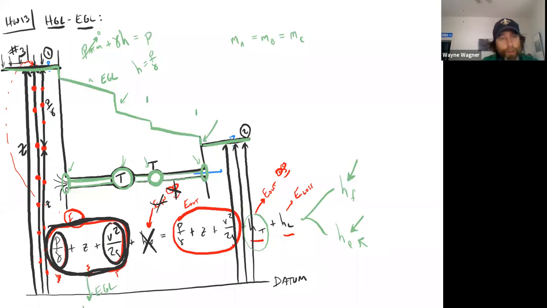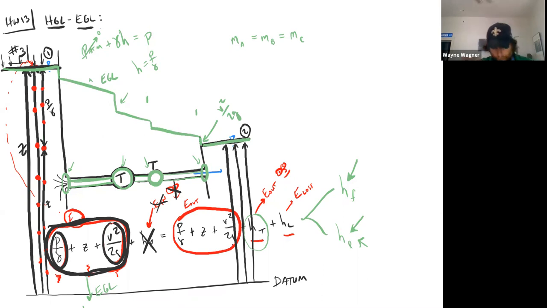Okay, so then the last little bit here, and I do want to make this point real quick. This loss from an exit is V squared on 2g. Just be aware of that. So if it's an exit into an infinitely large reservoir, that little loss right there is V squared on 2g. And that's going to be important in a second.